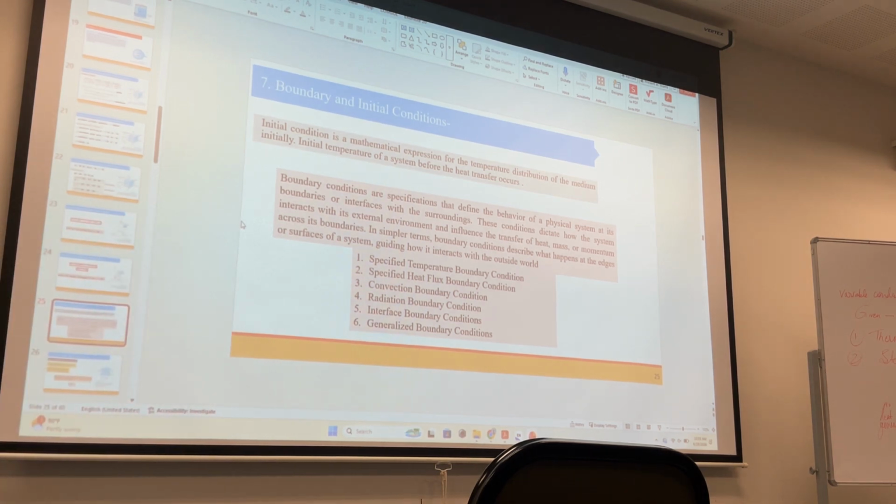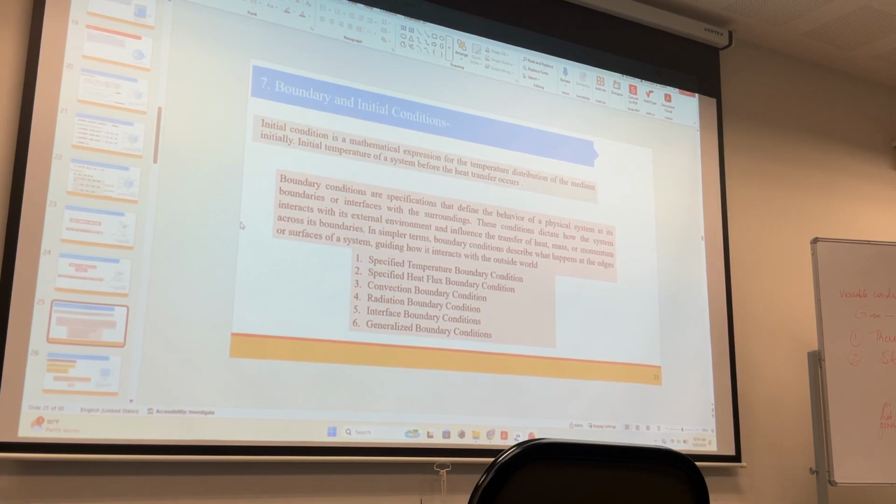An initial condition is a mathematical expression for the temperature distribution of the medium initially, the initial temperature of a system before the heat transfer occurs. Before heat transfer is happening, whatever information I am giving you will be either an initial condition, or, if I am telling you the condition on that object, a boundary condition.